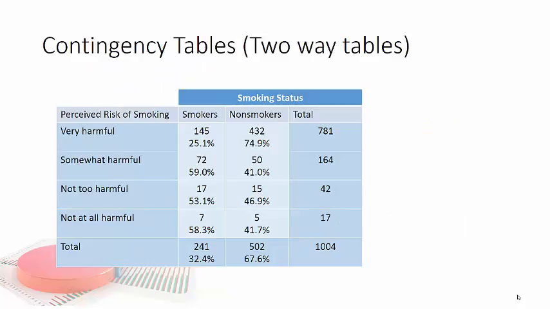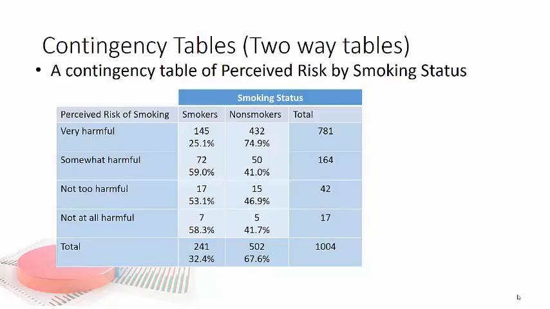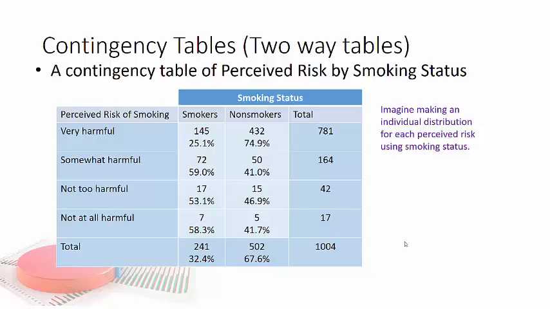For a contingency table of perceived risk by smoking status, the best way to see it is to imagine an individual distribution for each perceived risk. Like each one is its own pie chart. So very harmful is its own pie chart. So 25.1% of smokers think it's very harmful. I should say 25.1% of the people who think it's very harmful are smokers, and 74.9% of those who think it's very harmful are non-smokers.